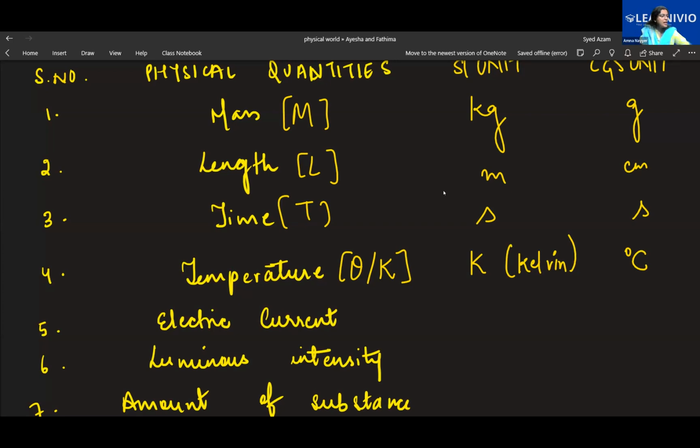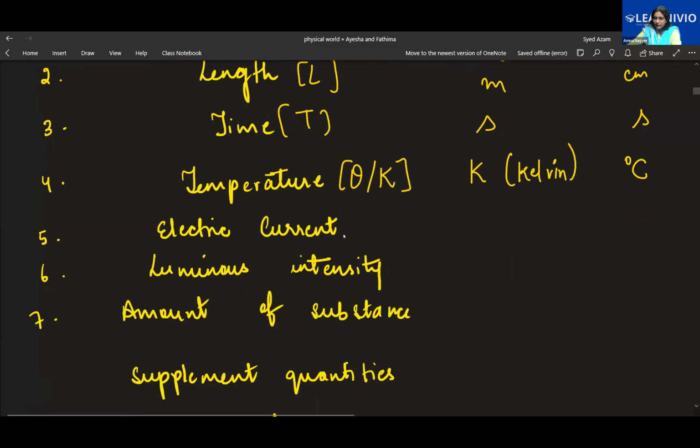The rest of the 3 which are left here are electric current, luminous intensity, and amount of substance. See, electric current will come in your class 12th. At that time you will have a little detail of electric current. So electric current is represented by the symbol A. This is how you represent current. It's a fundamental quantity. And why A? Because the unit of current is ampere. Yes, ampere. Right.